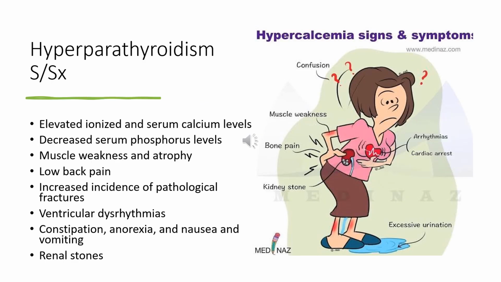What are the signs and symptoms of hyperparathyroidism? We're going to see very high levels of ionized and serum calcium. We're going to see decreases in serum phosphorus. Remember, those have a reciprocal relationship. We're going to see muscle weakness and atrophy, low back pain, a possibility of fractures, because it's not staying in the bone, it's staying in the blood. Ventricular dysrhythmias, constipation, anorexia, nausea, vomiting, kidney stones.